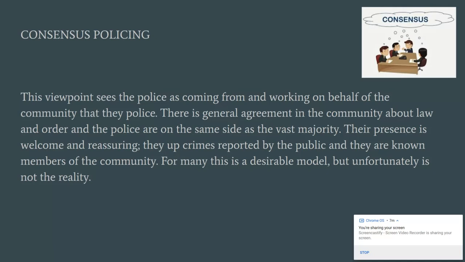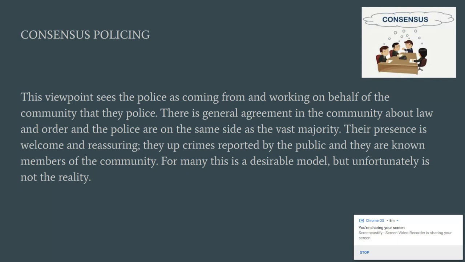So consensus policing then is the idea that the police are coming from the community and they're working for the community. It's all about teamwork and we're all in this together. They are one of us, is the idea. Their presence is always reassuring. They're there to protect us. This is what functionalists feel that police will do. As a society, this is kind of what we want.